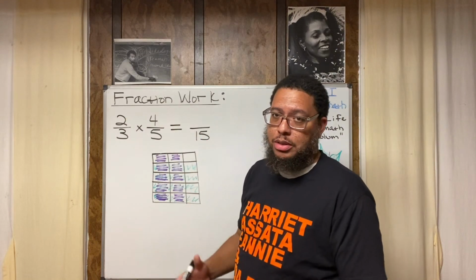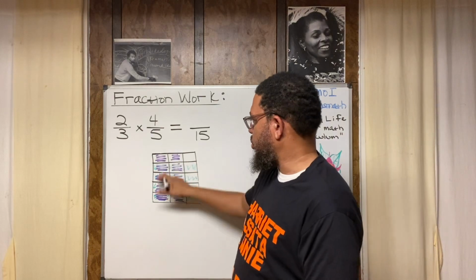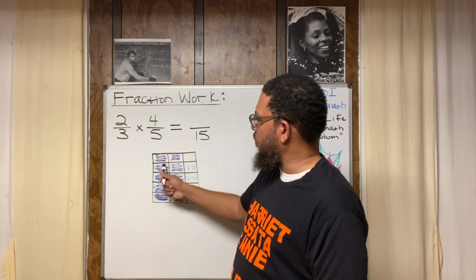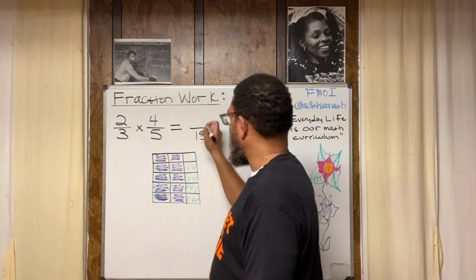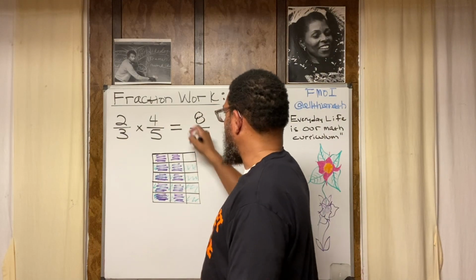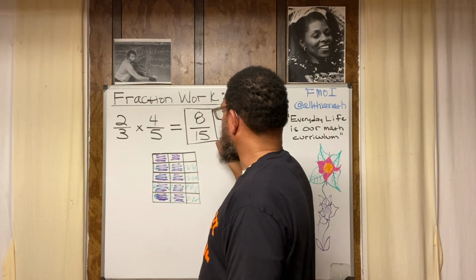I follow the numbers. The numbers are my instructions. So I got two, right? And then I shade in only where there's overlap. So that's why we get 8/15. Now, I also draw a box around this because this is my final answer.